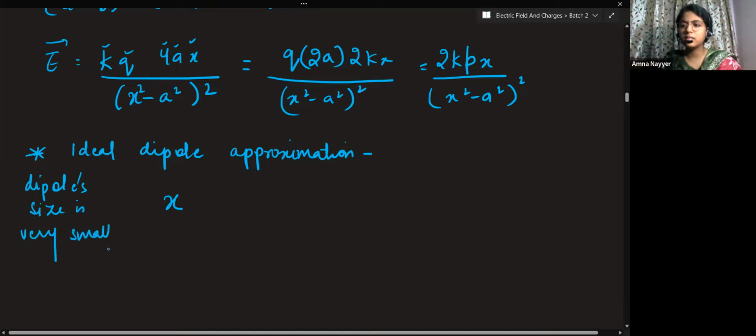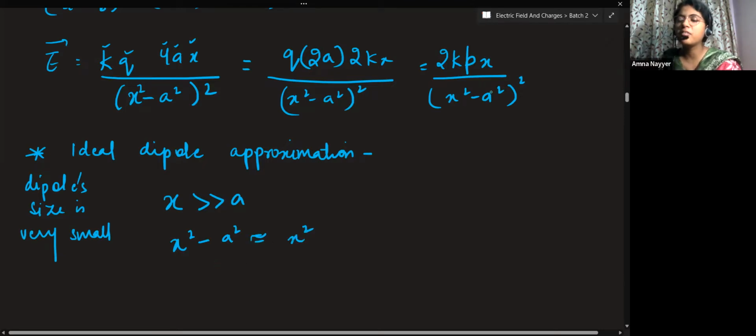Size is small means the separation between the two charges is very less. So x becomes greater than a, because now a has shrunk, a has become very less. If x is very, very greater than a, so x square minus a square becomes what? We can almost write it as x square only.